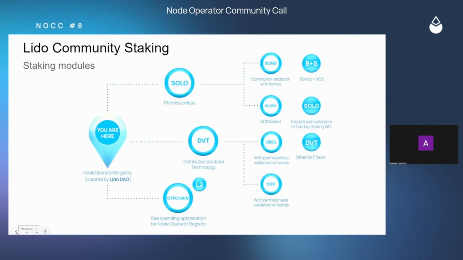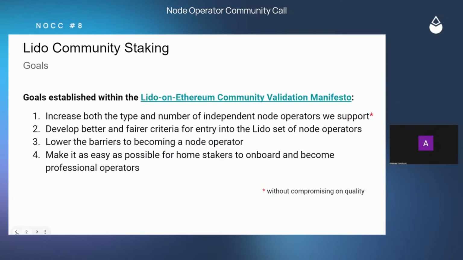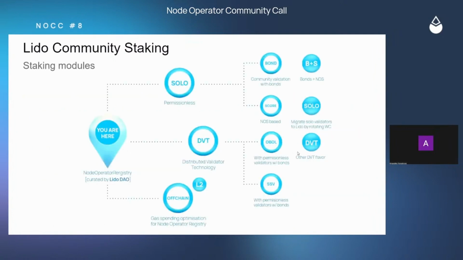But if we take a step back and look at these goals once again, we can see that there is a small note that these goals must be achieved without compromising on quality. And it means that while increasing the number of independent node operators, we must always think about risks and implement such risk mitigation mechanisms that keep the overall protocol stable and secure. And I myself can say that it requires a lot of effort.